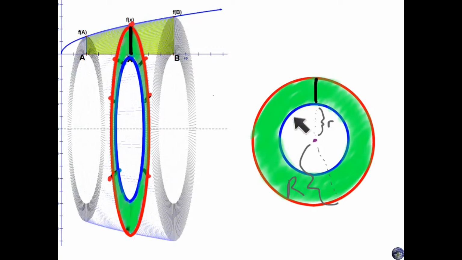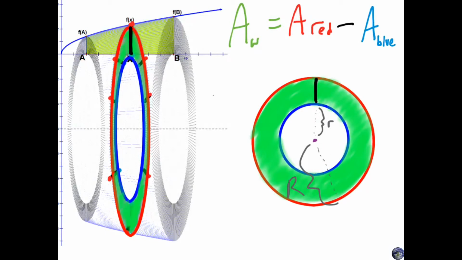Alright, so let's go ahead and figure out what the area of this washer is, what this green area is. The area of our washer is going to be equal to the entire red circle's area. But that's too much, that's including everything. The entire red circle is all of this, so we need to take away this hole. We need to actually subtract off the area of the blue circle.